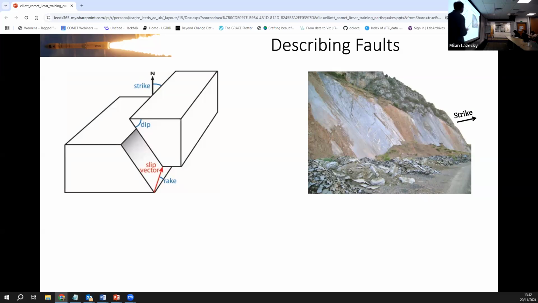But its strike is which direction that fault plane projects. So that's the compass direction that way. Its dip is how steep it is from the horizontal down. So this is pretty steep. The photo exaggerates it a bit. And then how has it ruptured? So the direction in which the hanging wall above it, whatever the block was here, slipped down there.